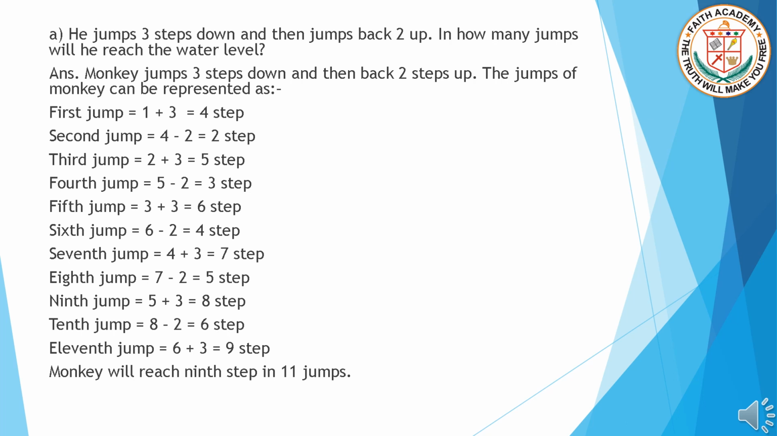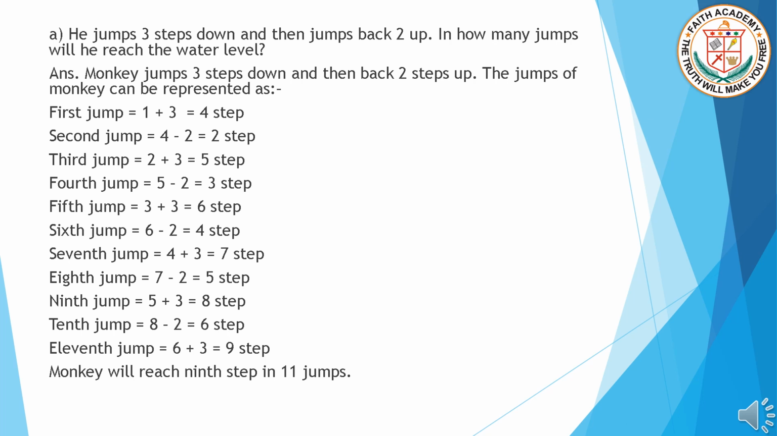Then from the 4th step, on his second jump, he goes 2 up. That means 4 minus 2, which is the second step. He reaches the second step. Now on his third jump, he goes from the second step 3 down. That means 2 plus 3, which gives us the 5th step. So he has gone down.